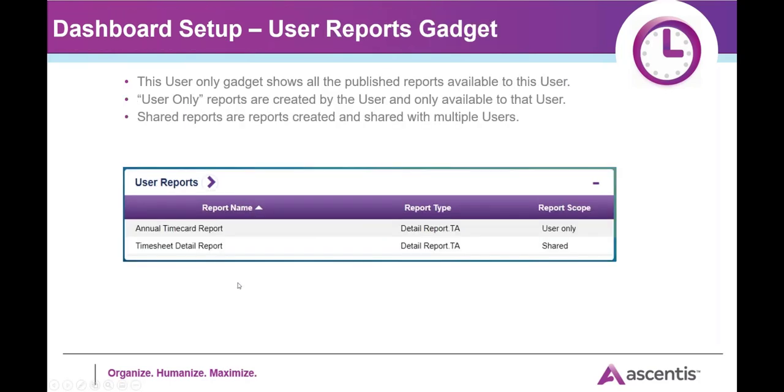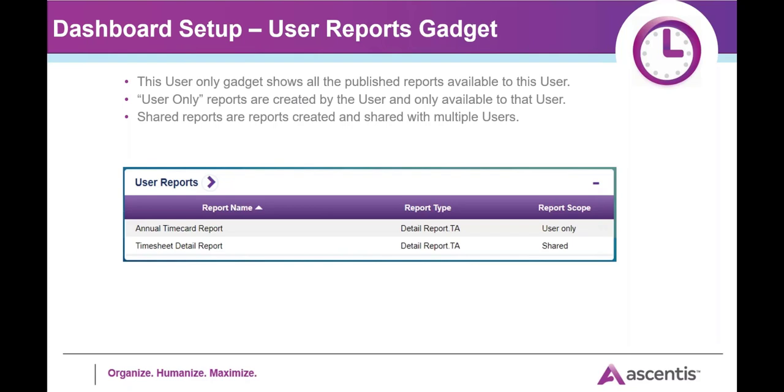Okay, and the last one in here is the user reports gadget. And this is a user-only gadget as well. And this will show any saved or published reports in the system, whether you created it yourself and saved it just for your own view, or if you've created it and shared it to other people, or if somebody else created it and shared it to you.